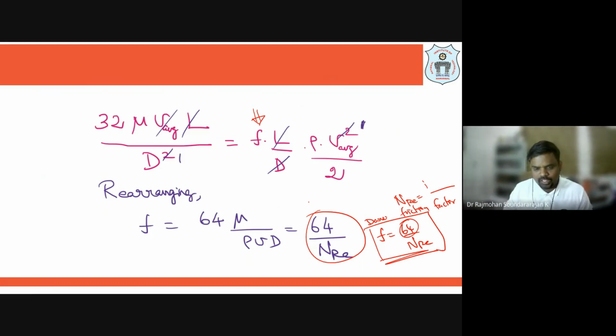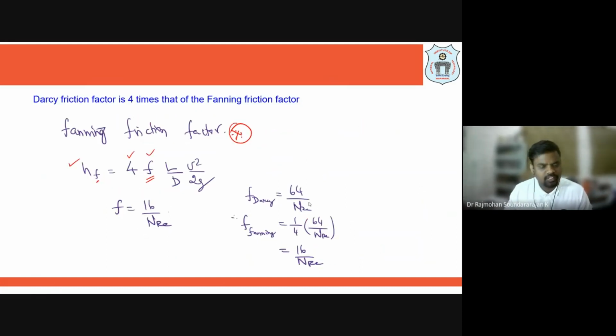Then F is 64 by NRE with respect to the Darcy friction factor. If the Fanning friction factor is 1/4 of it, what will we get? So the Fanning friction factor is equal to 1/4 of 64 by NRE, which is equal to 16 by NRE. This is what the standard Moody chart also shows when we use the Fanning friction factor. The formula is changing.